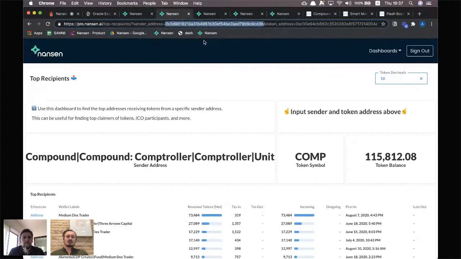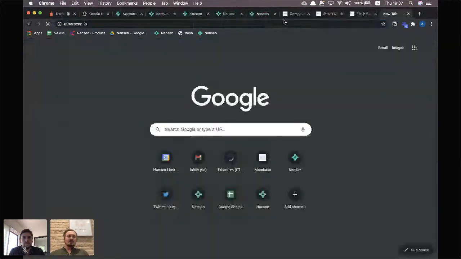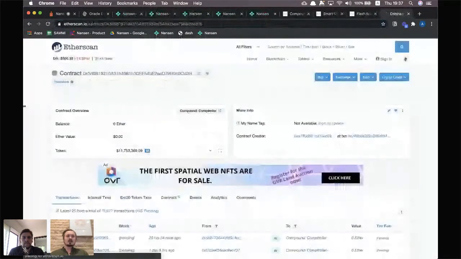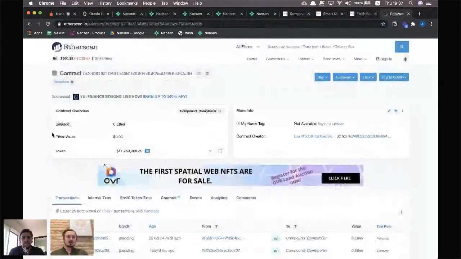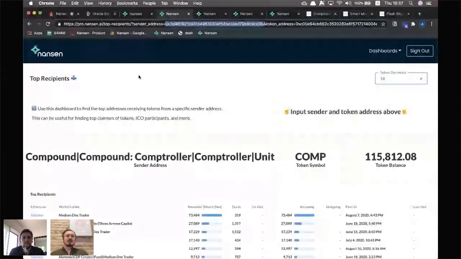And so the sender address, just to show you on Etherscan what this is, you could also run it through Wallet Profiler and so on. But this is the Compound comptroller, as it shows in the dashboard as well. That's where all the COMP tokens are farmed from, basically. And so this gives me a starting point.